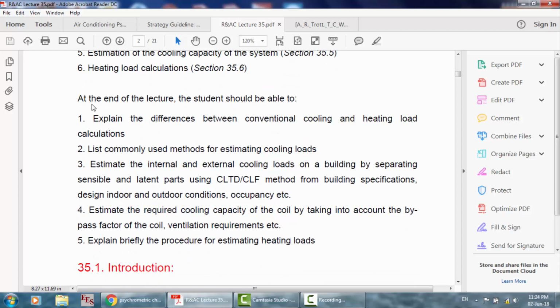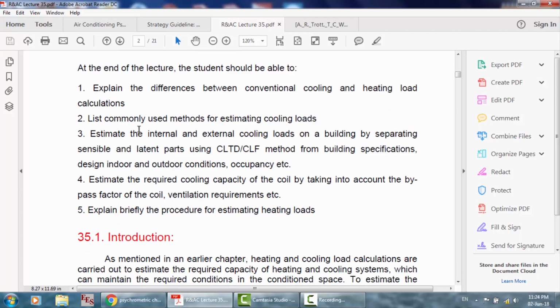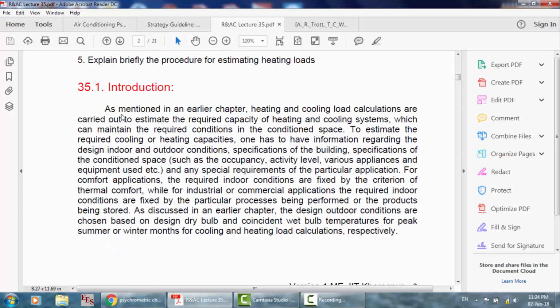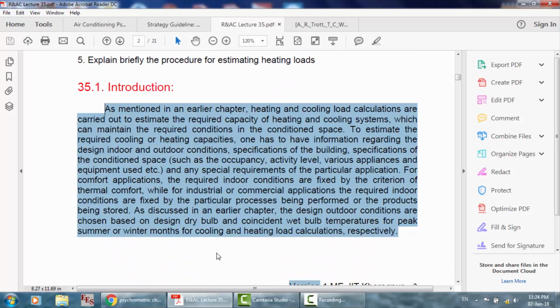So at the end of the lecture, this PDF is for the students. You have to explain the difference between the conventional cooling and heating load calculations, and we have here many things. So, introduction: as mentioned in the earlier chapters, heating and cooling load calculations are carried out to estimate the required capacity of heating and cooling systems, which can maintain the required conditions in the conditioned space.